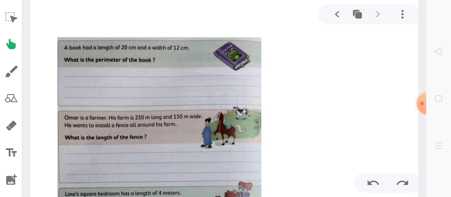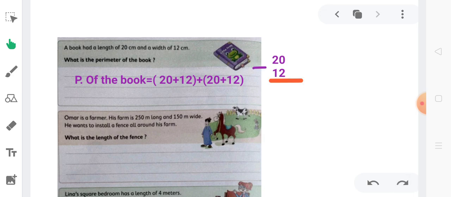Let's write the perimeter of the book. 20 plus 12 plus 20 plus 12. Put each two numbers between brackets and add. 20 plus 12, start from the ones place. 0 plus 2 equals 2. 2 plus 1 equals 3. So it's 32.